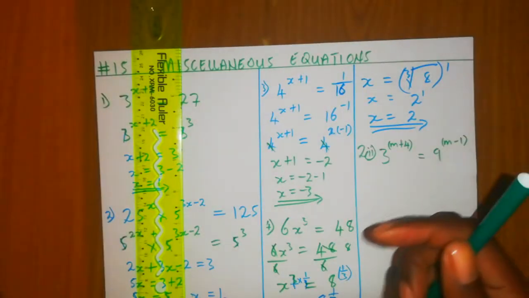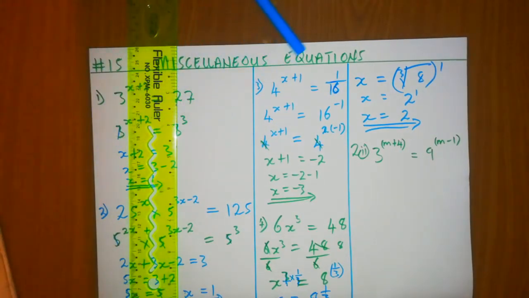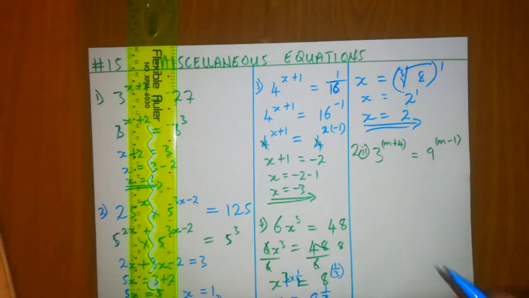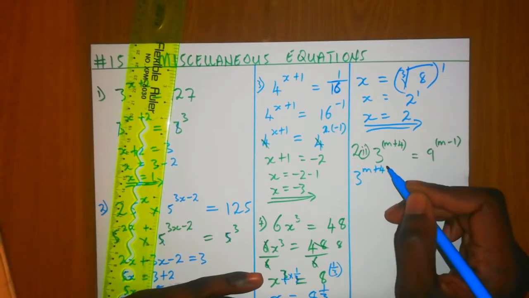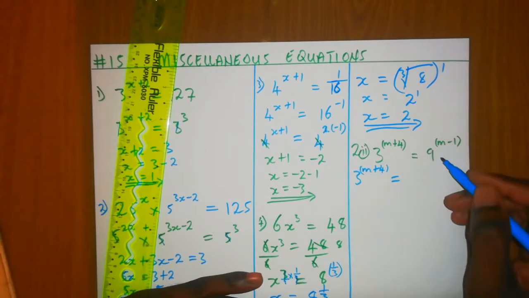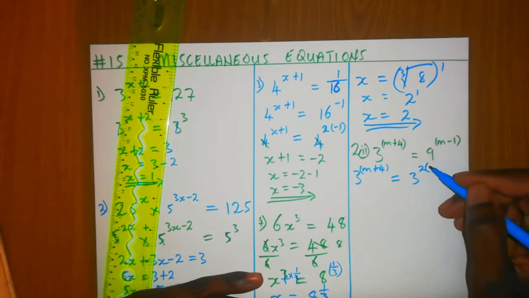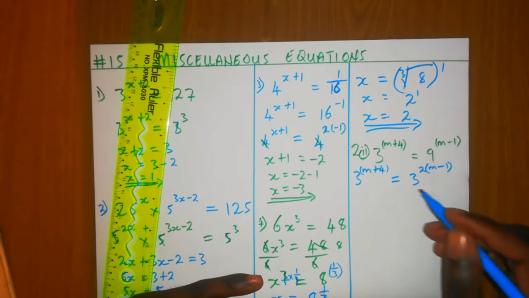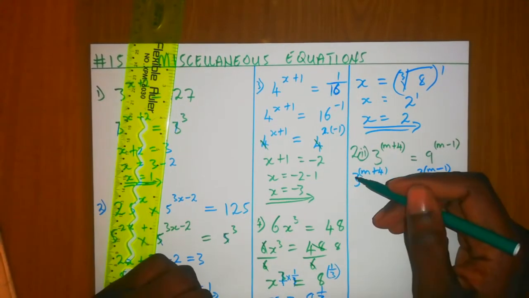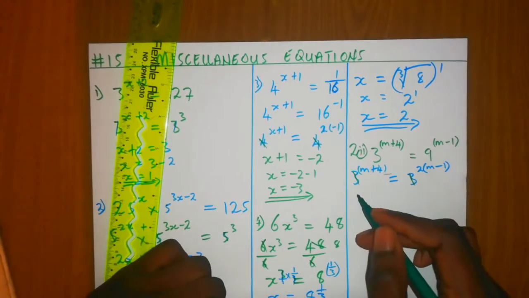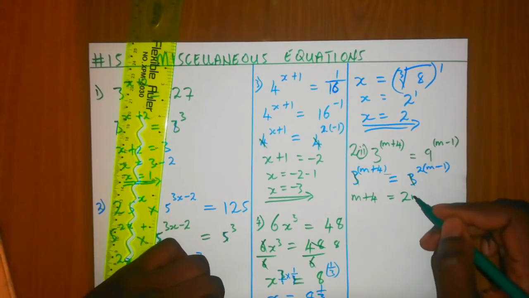That's a miscellaneous equation. We convert everything to what? To equal bases. So let's try to solve this one out. We're going to have 3 to the power m plus 4, which are in brackets, equal to, I have to convert that 9 using a 3. That's 3 to the power of 2, then brackets containing m minus 1. I'm going to cancel out those 3's. Then I'll proceed with m plus 4 is equal to, expanding there, 2m minus 2.